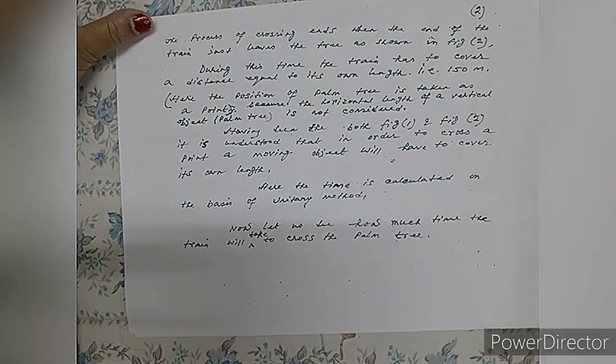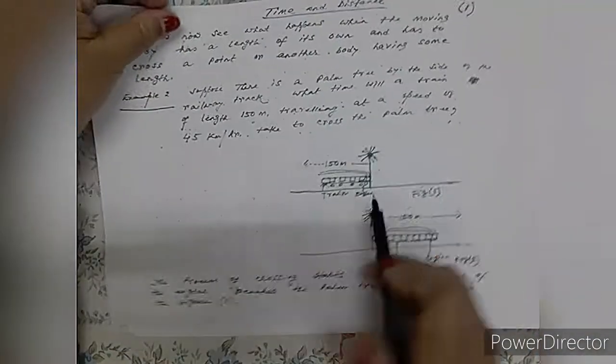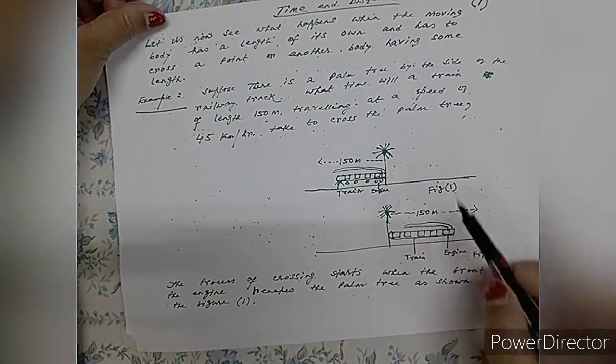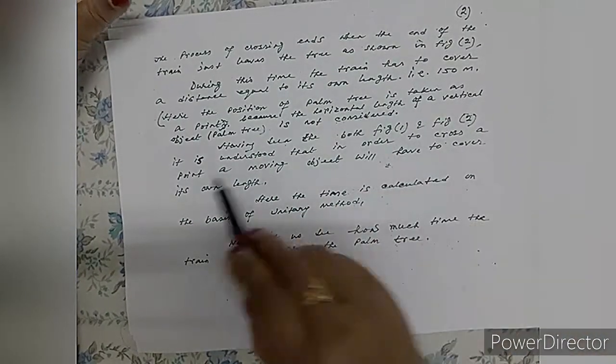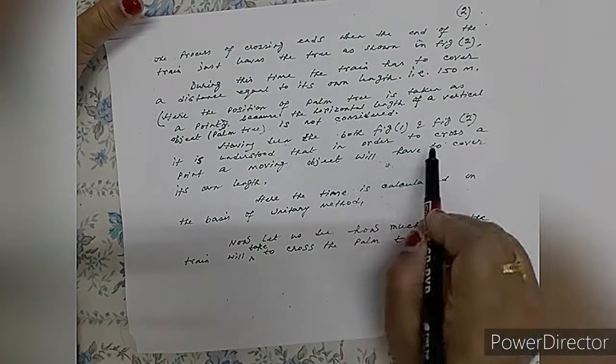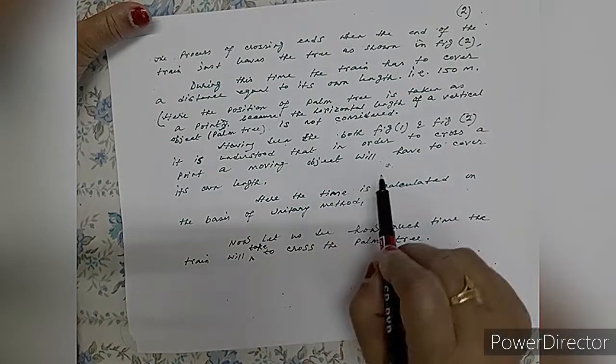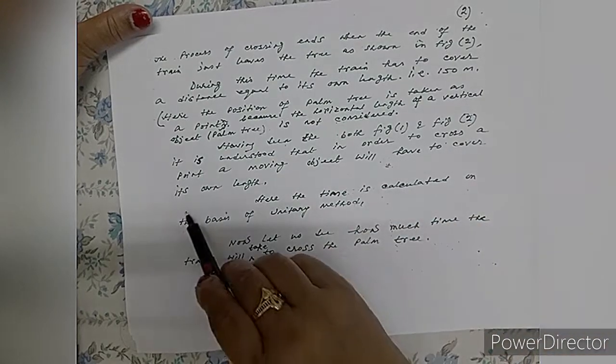Having seen both figure 1 and figure 2, it is understood that in order to cross a point, a moving object will have to cover its own length.